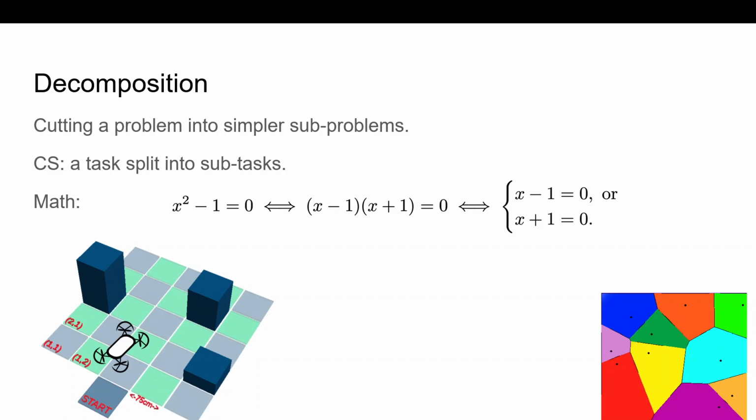Decomposition is cutting a problem into smaller, simpler subproblems that we then actually can solve and afterwards put together to the solution of the original problem. So in math, for example, we have this equation and we want to solve the equation. And by doing this, we then cut this problem into 2 smaller problems, solving x minus 1 and x plus 1. And in the end, we then can get back to our original equation and use those solutions that we found there.